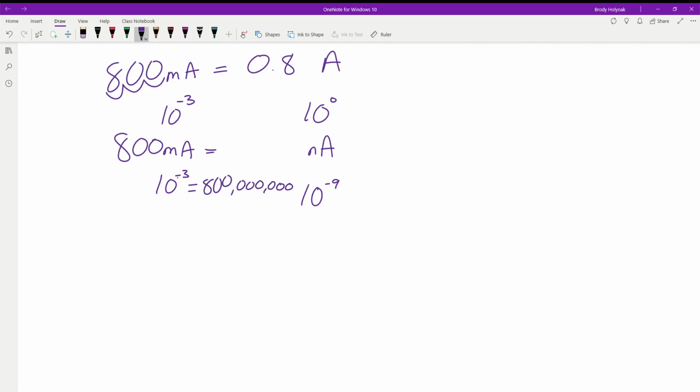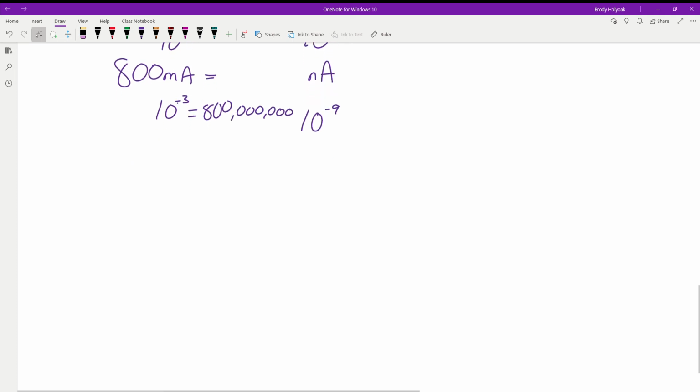Yes. The smaller your power, the bigger the main number is going to turn into, and then vice versa, depending on where you're starting from and where you're going. Yep, so 800 milliamps is 800 million nanoamps. And again, that's just kind of hard to say, but sometimes you want to compare things in the same units, so you can quickly go back and forth.